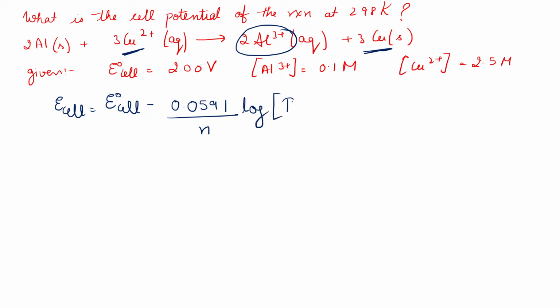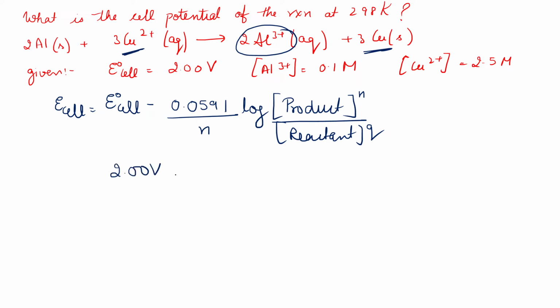Here we'll be writing in the form of product concentration divided by the reactant concentration. Here, product concentration raised to the power of the stoichiometry, so n or q. E naught cell they have already provided, 2.00 volt minus 0.0591. What is the value of n over here?